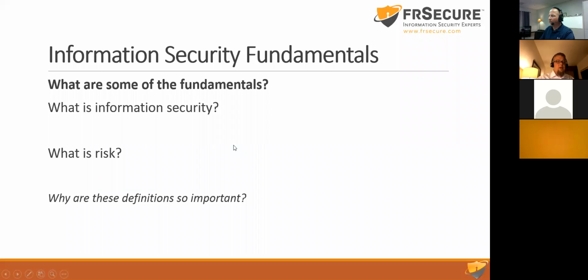All right, so fundamentals. What is information security and what is risk? Why are those definitions so important? Every one of your decisions really should be driven from these two things. You have to know what information security is. Your definition may differ from mine. That's mine. Use it if you like it. It's the best one I can think of. But make your own. And then everything you do around security needs to be driven from that.